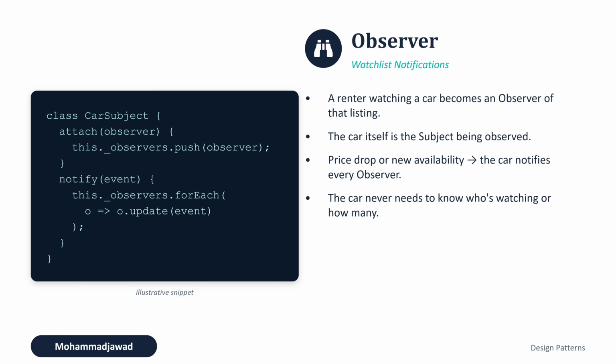So first, let's look at Observer, which powers our watch list feature. When a renter watches a car, they become the observer of the car's listing. So the car acts as the subject. The moment the owner drops the price or makes it available again, the car notifies every observer that is attached to it, and each one decides independently whether to fire off a notification. The car doesn't need to know who's watching or how many, it just announces the change. I think eBay has the same feature as well.